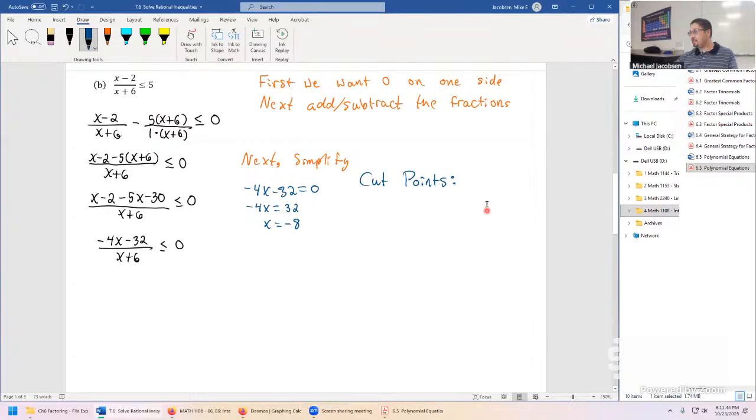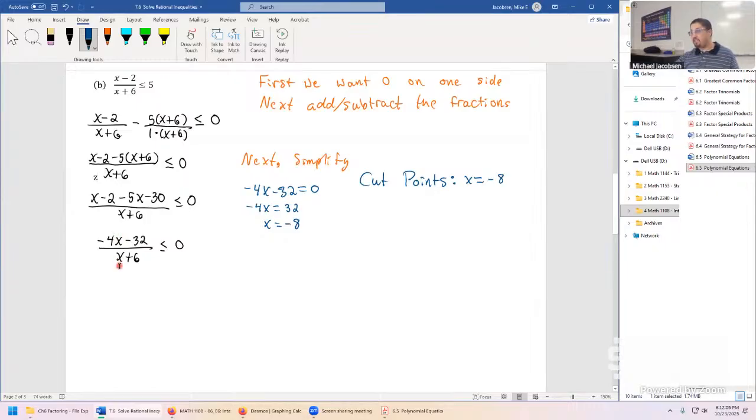we get a -8 altogether. So that's one cut point: x is equal to -8. I wrote not equals to because I got mixed up. This one's not an excluded value. Putting a -8 here is okay. You just get positive 32 minus 32, and the whole thing goes to 0, which is allowed.